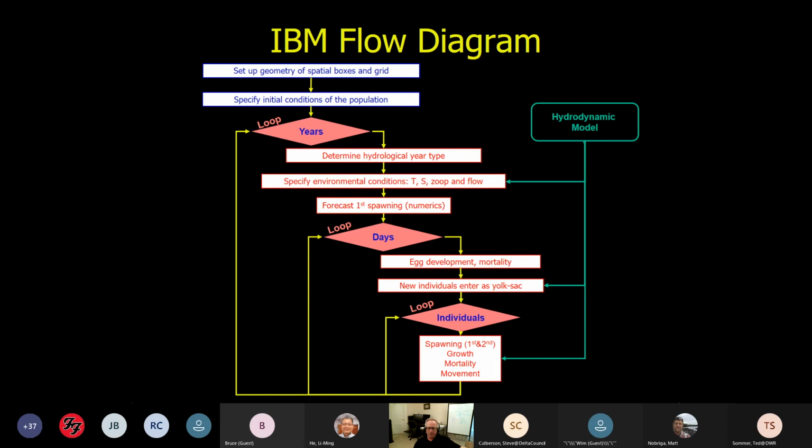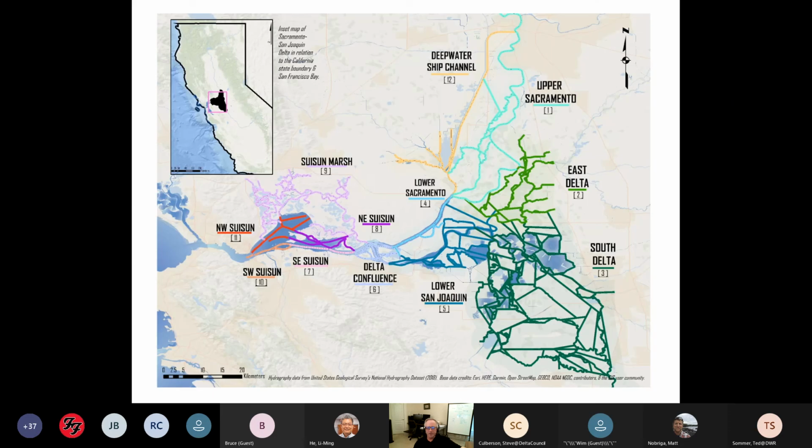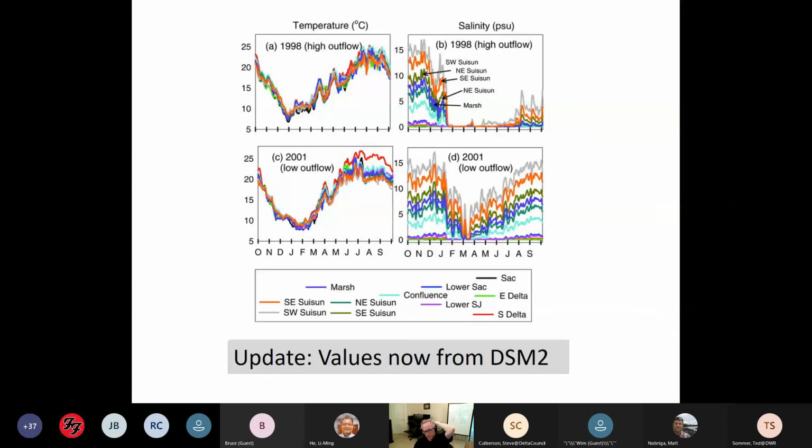Then you loop over days. By the way, every IBM pretty much does this. Then you loop over individuals, and almost every IBM is a series of nested loops. You keep going over individuals, then over days, then you do the next year, and you keep going over and over again. You know the grid by now. Zooplankton is by box now, and salinity and temperature are by channel in the new version. This is just to give you an idea of what's going on.